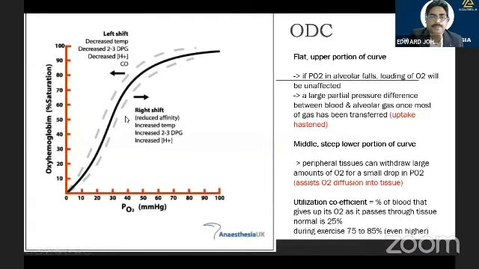But in the steep level, for any fall in the PO2, the release will be high. Release of the oxygen to the tissues will be high. So it helps in the uptake, it helps in the release. So what is the utilization coefficient? The oxygen supplied to the tissues is 100%. If you take it as 100%, that is 20 ml. Only 25% is taken up by the tissues. The remaining 75% is retained in the venous blood. So it is called utilization coefficient. So utilization coefficient is 25%.